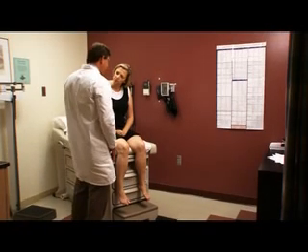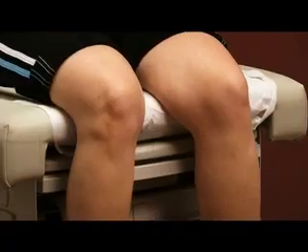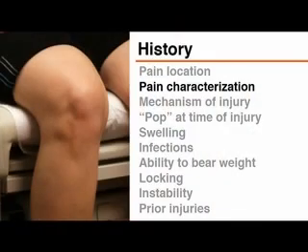Obtaining a complete history is the first step in determining the cause of knee pain. Key elements include location and characterization of pain, mechanism of injury, sound of a pop at the time of injury, possibly indicating a ligamentous tear or fracture, immediate or delayed swelling, recent infections, ability to bear weight, locking sensation or instability such as subluxation, and any prior injuries to the joint.